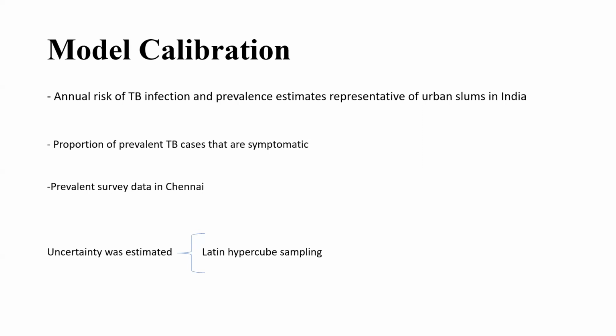The parameter sets were considered acceptable if they produced model outcomes that align with predefined calibration targets. If the parameters were not within the range, they were discarded. This process helped to refine the model and improve its accuracy in predicting TB dynamics in urban slum settings. So the model was refined to reflect the proportion of TB cases that exhibit symptoms and the percentage of individuals with positive smear who did not seek medical care yet.